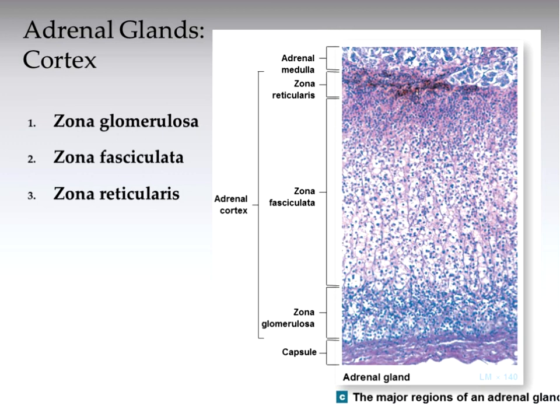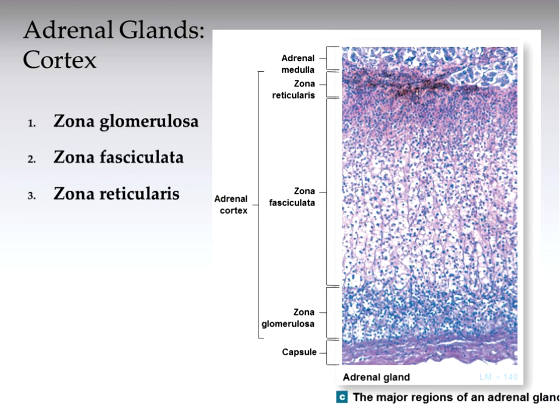Okay? Now, for the adrenal cortex, again, I said it's a fat-rich area. So here's the capsule. So this is a dense, irregular connective tissue. The first fat-rich area is known as the zona glomerulosa. The second area is the zona fasciculata, and the third is the zona reticularis.